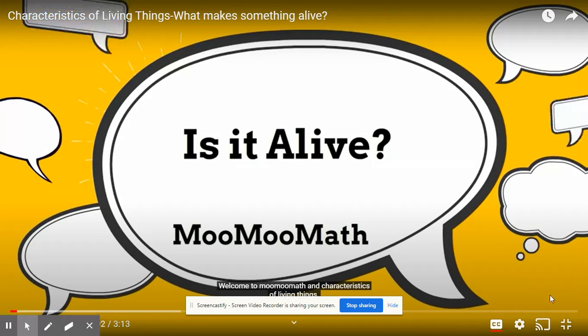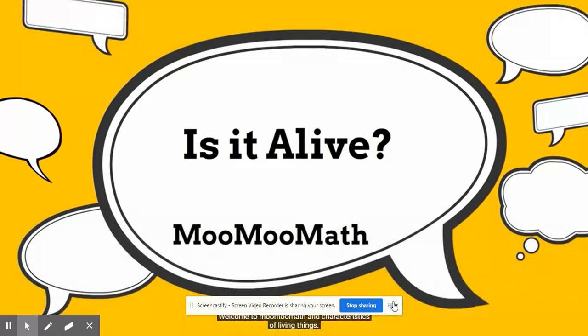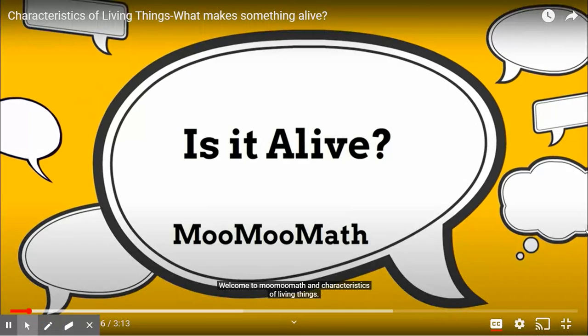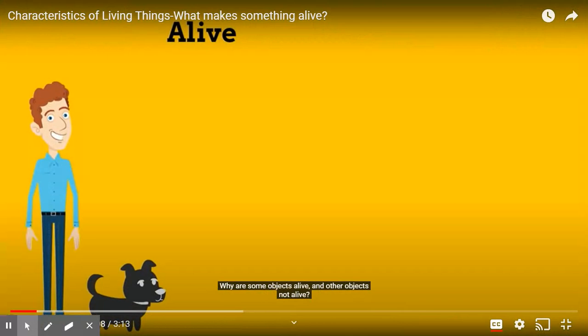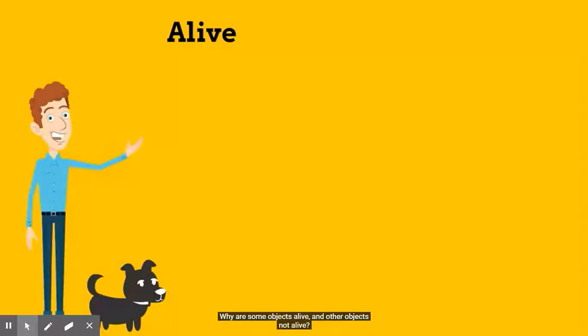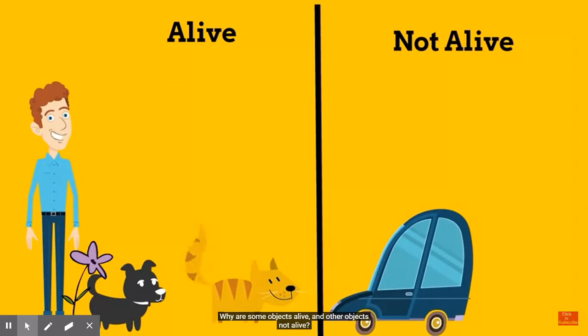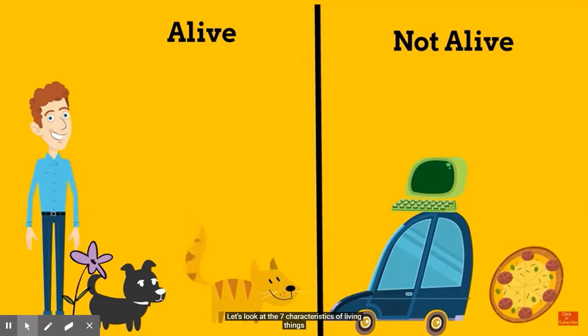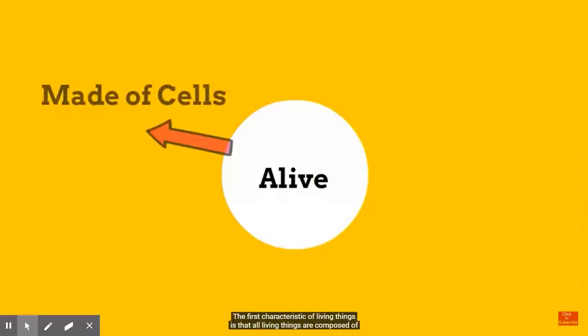Welcome to Math and Characteristics of Living Things. Why are some objects considered alive and other objects considered not alive? Let's look at the 7 characteristics of living things. The first characteristic of living things is that all living things are composed of cells.